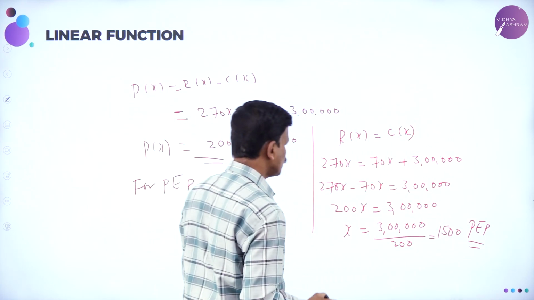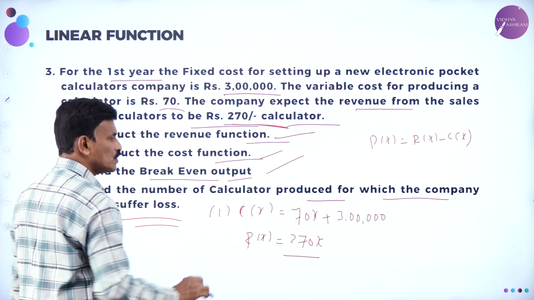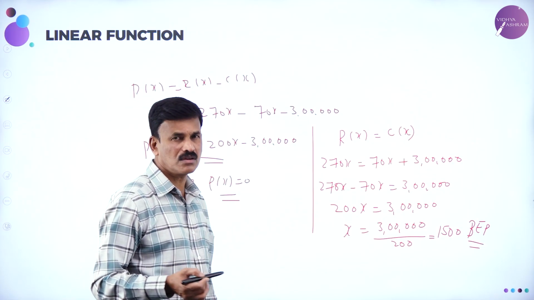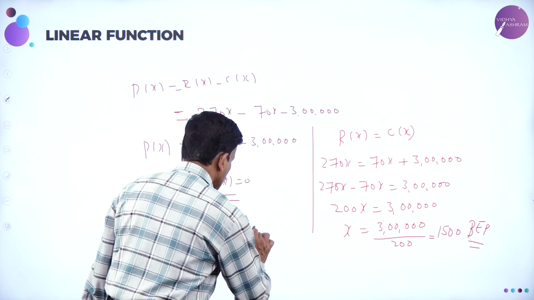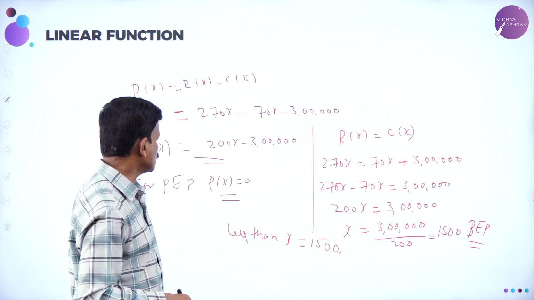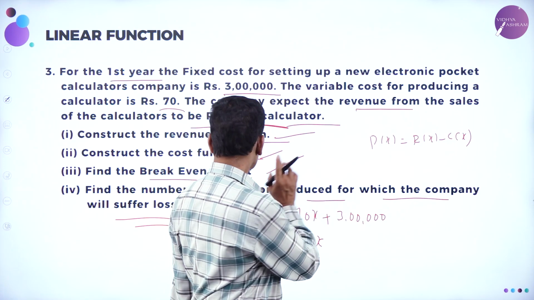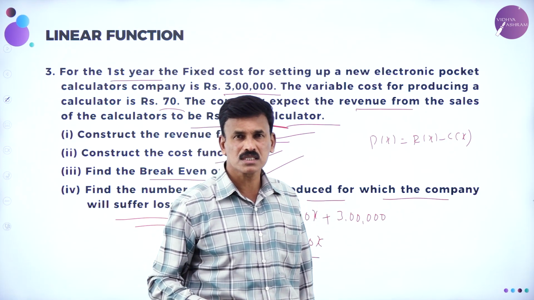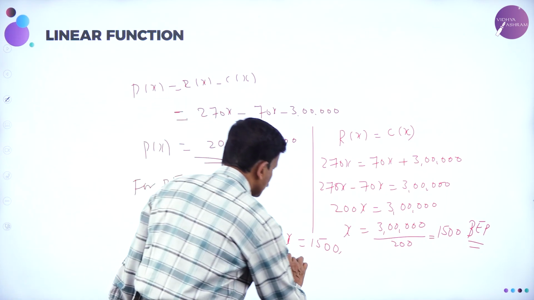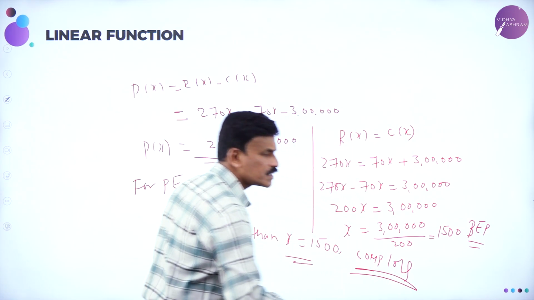What is the condition given? Find the number of calculators produced for which the company will suffer a loss. So if the company produces less than 1500, it will suffer a loss. That's it. Now conclude it. If x is less than 1500, then the company will suffer a loss.